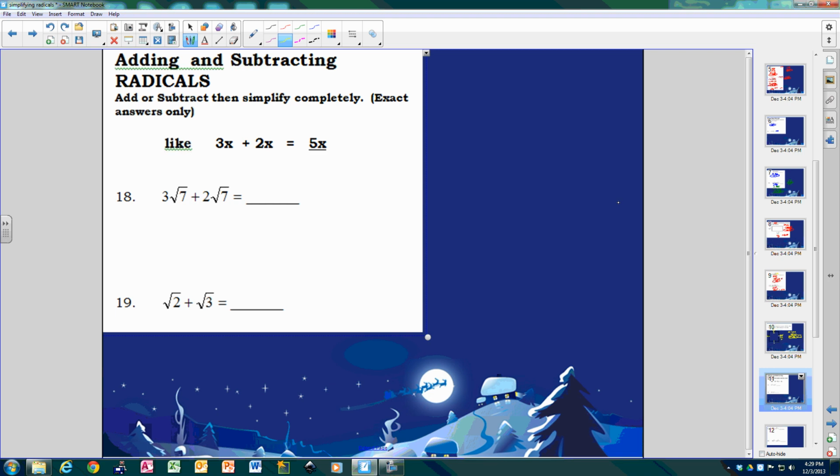All right, now we're going to add. When you're adding and subtracting radicals, just keep in mind it's kind of like adding x's or y's. You can only add things that are alike. So for example, this square root of 7 is alike this square root of 7. So you just add the numbers that are in front. 3 plus 2 is 5. So I have 5 square roots of 7. So if you have 3 and I have 2, then together we have 5. This one you cannot add because you cannot combine because they're unlike terms.